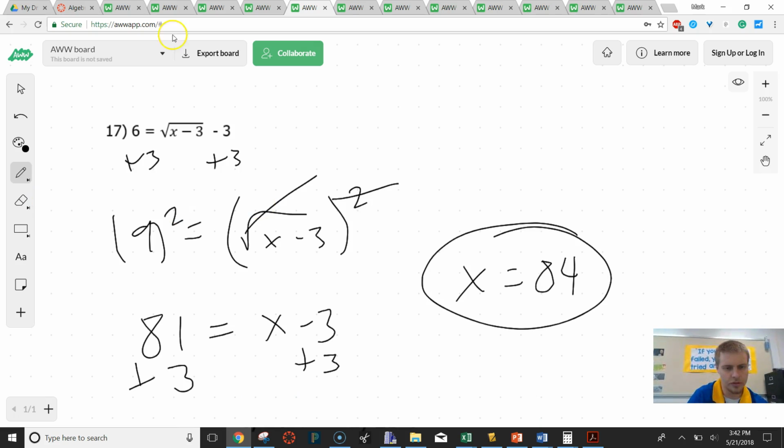So again, what you want to do with each of these steps is first get everything away from the radical, and then once you've got the radical by itself, square both sides and then solve.